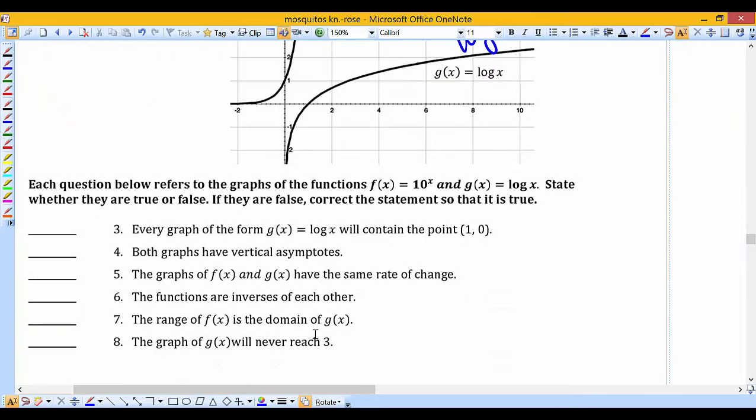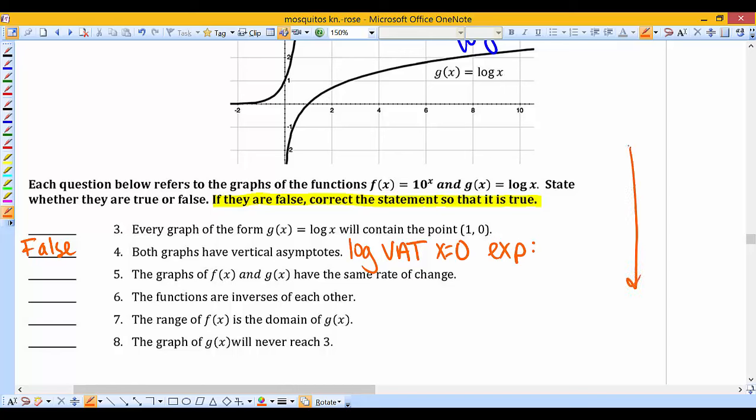So now once you have your list, you're going to go through and answer true or false, and then be careful here, for each false statement, you have to make it true. For example, number 4, both graphs have vertical asymptotes. That is false. A log graph has a vertical asymptote. Log has a VAT, I use that short for vertical asymptote, at x equals 0. But the exponential graph does not have a vertical asymptote.